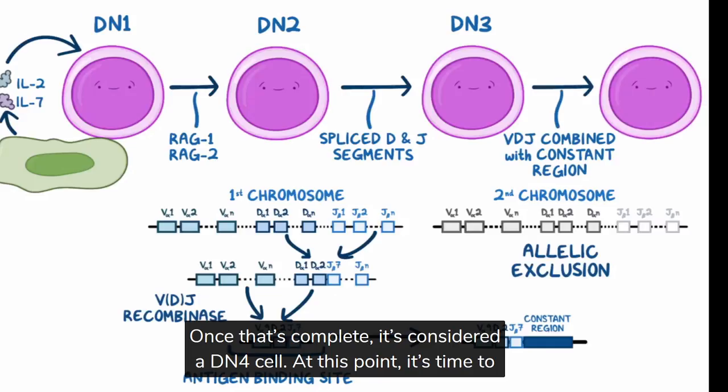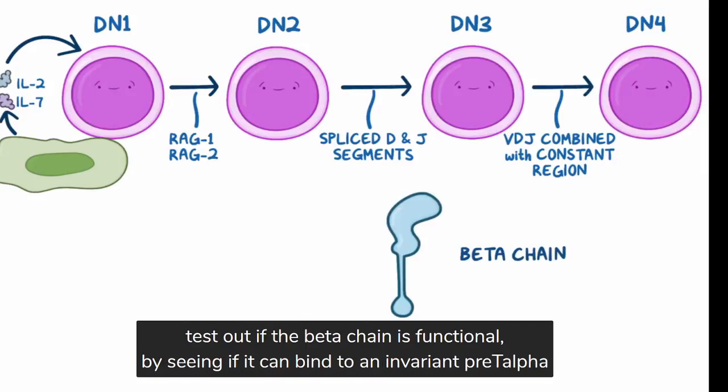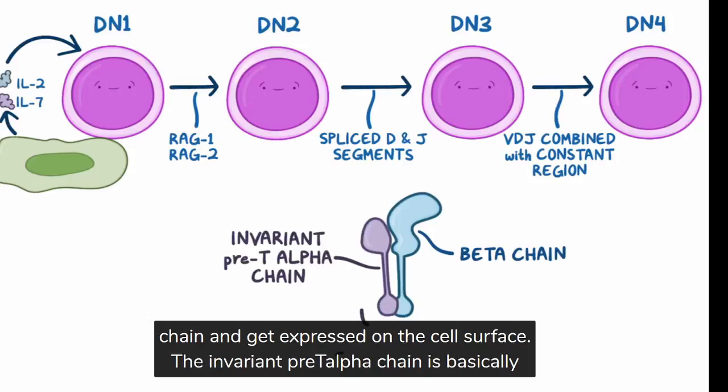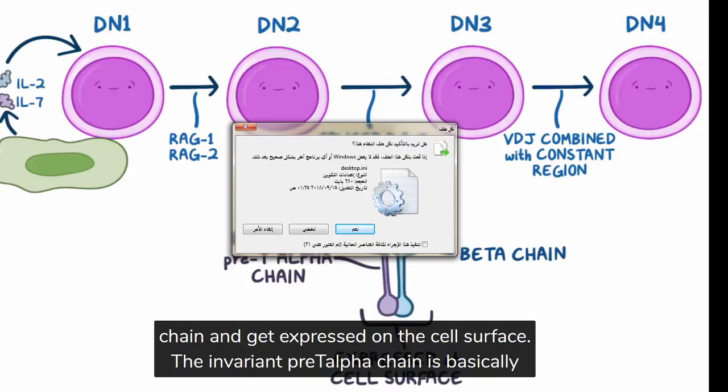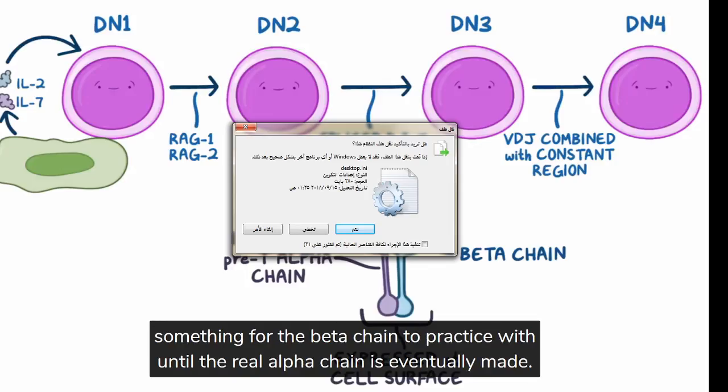At this point, it's time to test out if the beta chain is functional by seeing if it can bind to an invariant pre-T alpha chain and get expressed on the cell surface. The invariant pre-T alpha chain is basically something for the beta chain to practice with until the real alpha chain is eventually made.